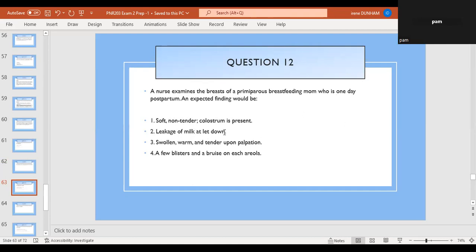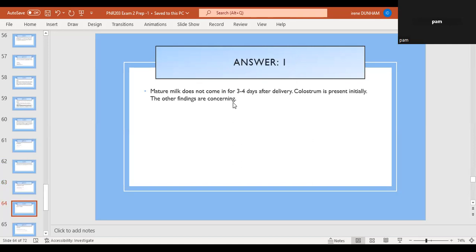Remember, milk doesn't come in that fast because this is 1 day. So the only one that you can choose is a soft, non-tender abdomen with colostrum present. All right. See how I went back up to the question? And I'm asking myself, what's the question asking me? Let's see if I'm right. Number 1. There we go.